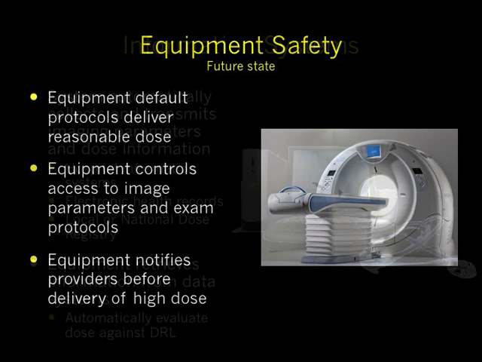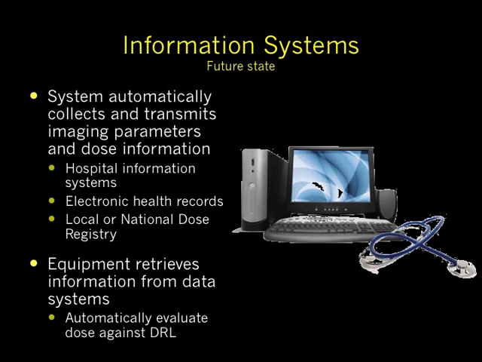He talks also about information systems and how that will help. The system automatically collects and transmits imaging parameters and dose information to the hospital information systems, to the EHR, to local and national dose registries. Equipment retrieves information from data systems and automatically evaluates dose against DRL. So again, trying to automate things, make things ever better and ever safer.